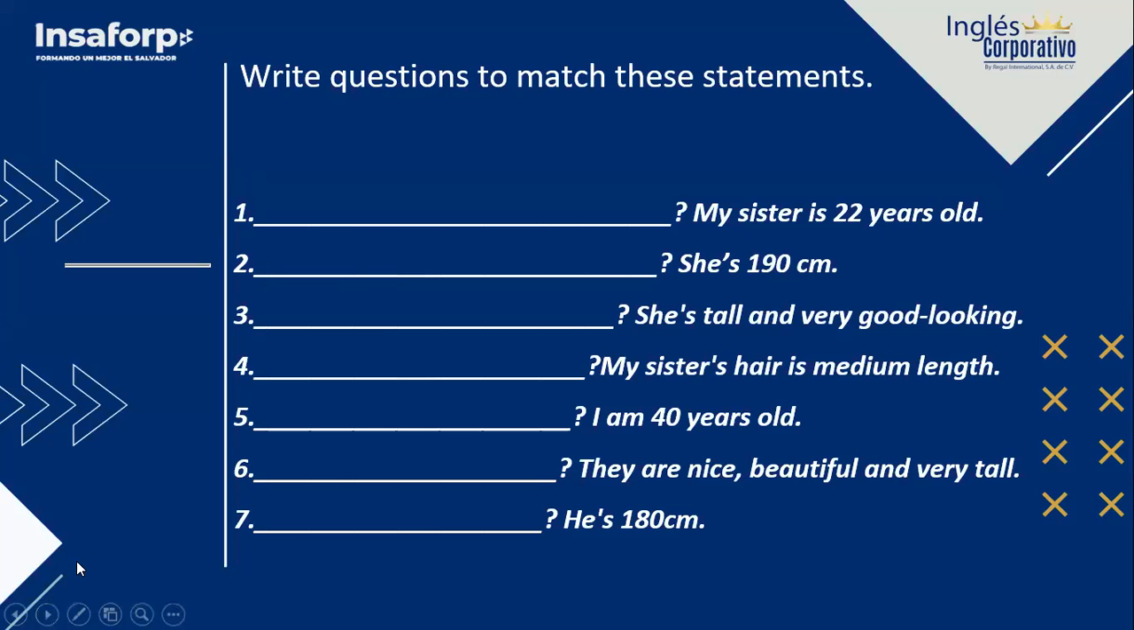Okay. Now let's take a look at these answers. What do you think is the question? If the answer is my sister is 22 years old, what is the question in this exercise? How old is your sister? Okay, let's see if you're right. Yes, how old is your sister? That is the question. Then you say, my sister is 22 years old. How tall is she? Excellent. She is 190 centimeters.